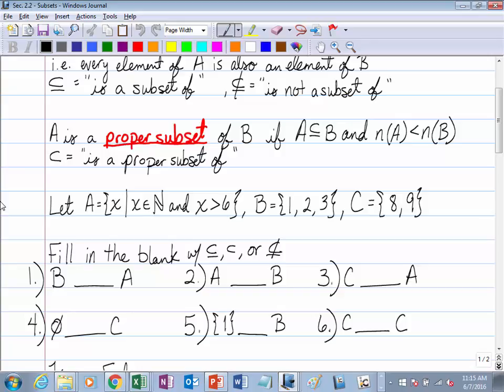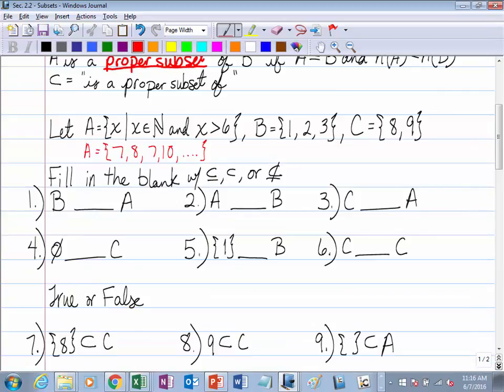So for A, if I were to list those out, it would start with 7, 8, 9, 10, and it would keep going forever. That's the same thing as writing A using the roster method. So we want to fill in the blank with either is a subset, is a proper subset, or is not a subset. Is B a subset of A? No, so is not a subset of. Is A a subset of B? No. A is not a subset of B.